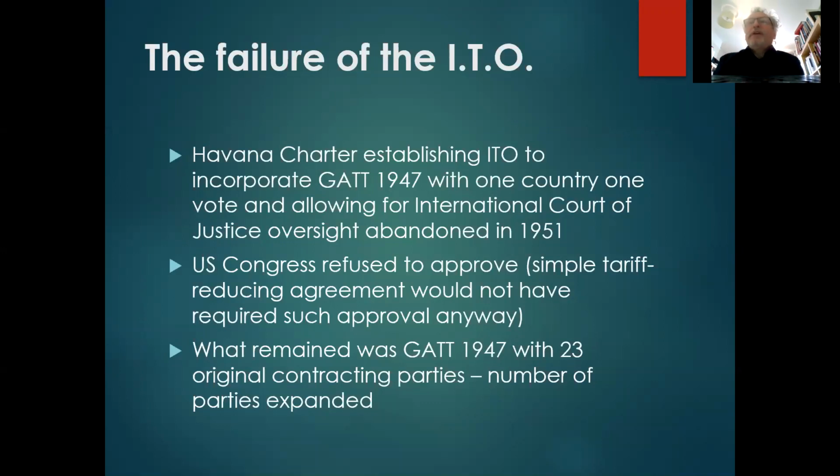So GATT 1947 was the agreement. It was administered by the GATT Secretariat, which was based in Geneva. The GATT Secretariat is now the World Trade Organization. But the GATT Secretariat had no legal personality. It had no real power other than to administer this agreement. Nonetheless, starting off with 23 contracting parties, it was a very successful agreement in terms of progressively reducing trade barriers over quite a long time. Well, primarily tariffs. So primarily tariff reductions.